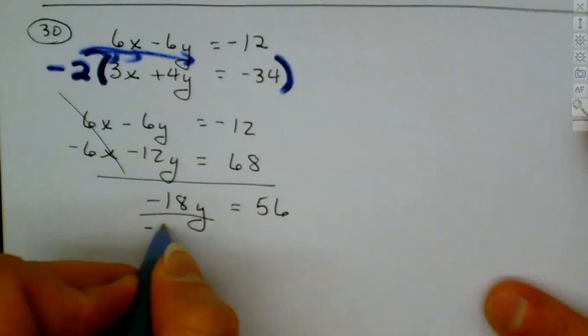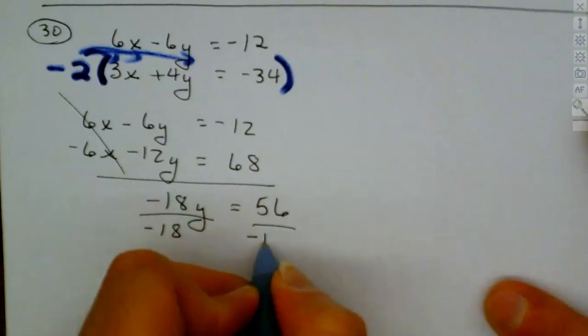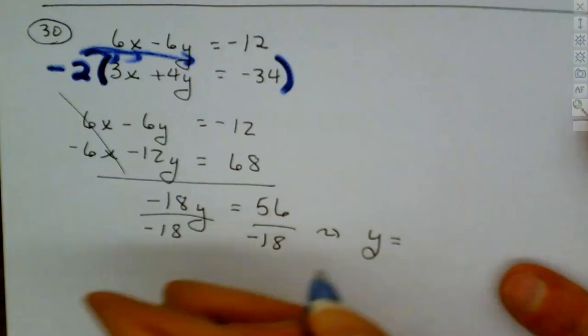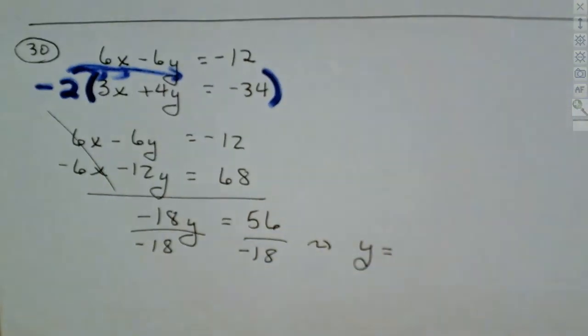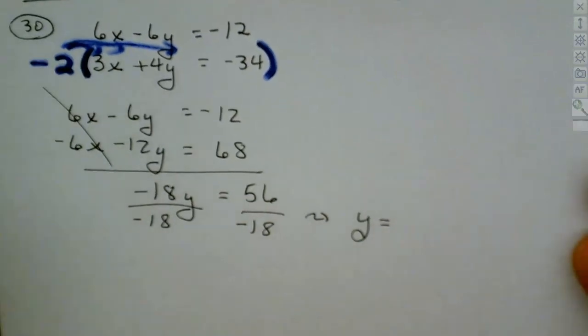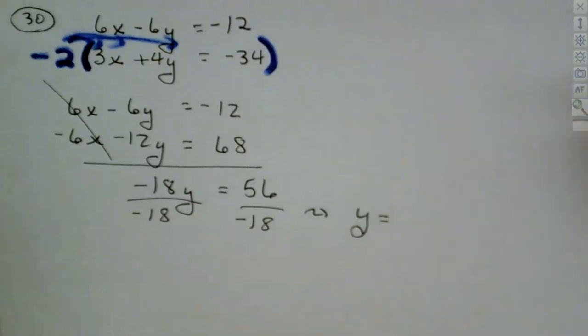56. We'll divide by our 18. It's a negative 18, by the way. And so now we get y equaling, what, -4, isn't it? Or is it -3? Did I make a mistake? Let's see. Oh. Yep, it's easy to make a mistake. I made a mistake. We saw it.